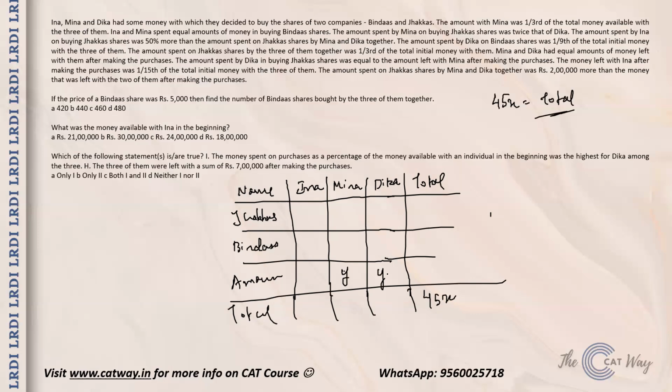Then what do we have is, chalo, let's start reading. So the amount with Meena was one third of the total money available with the three of them. So she had 15x.